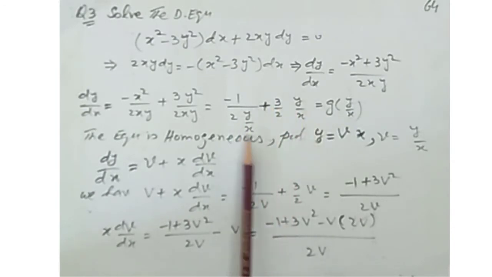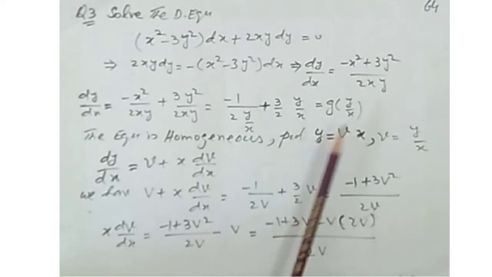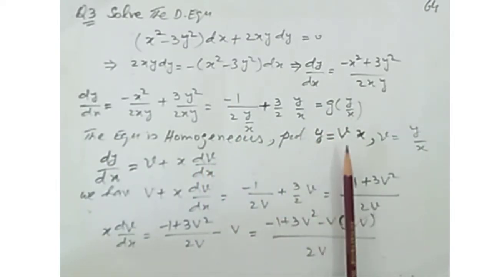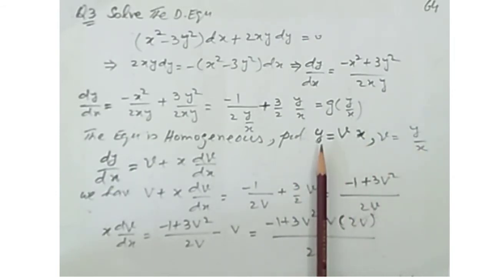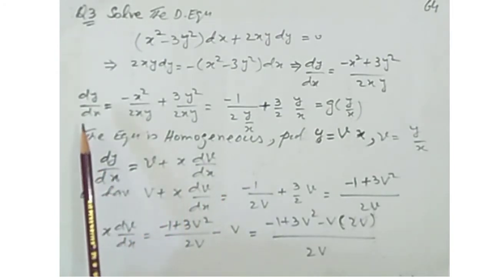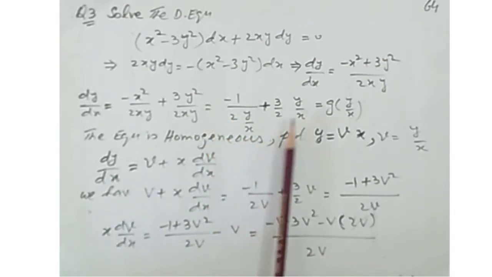This is a function of y over x. So we say that this is a homogeneous differential equation. So to solve homogeneous differential equation, we put y equal to vx and v equal to y by x. By using the product theorem, dy by dx equal to v plus x dv by dx. And here in this place, for dy by dx, we put v plus x dv by dx and minus 1 by 2v plus 3 by 2 v.